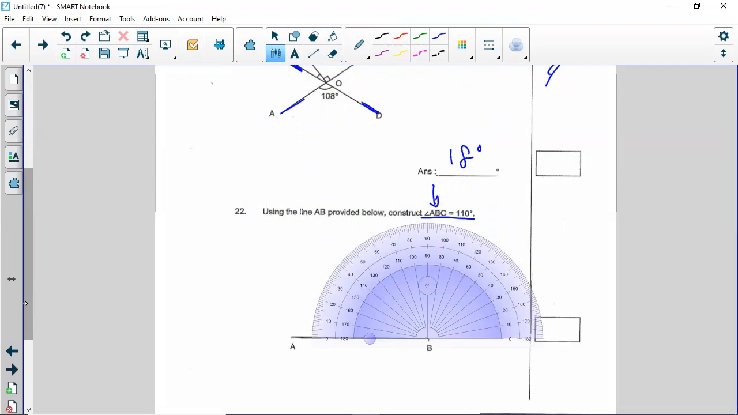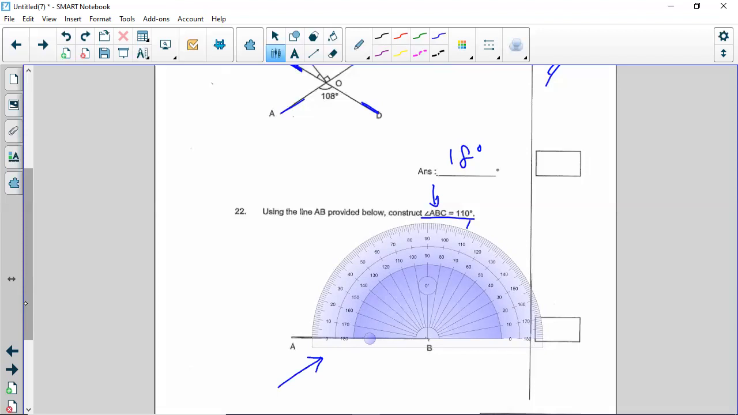Then look for 110. But where? Which side do you look at? The line is on the left side, the dark line. So you look at the 0 on the left side and you start counting 110 until here and put a little marking there.